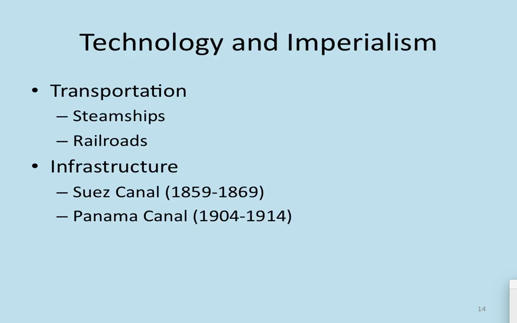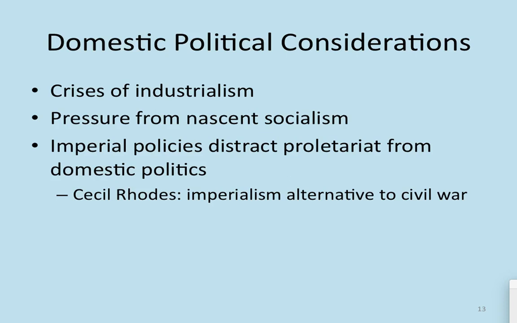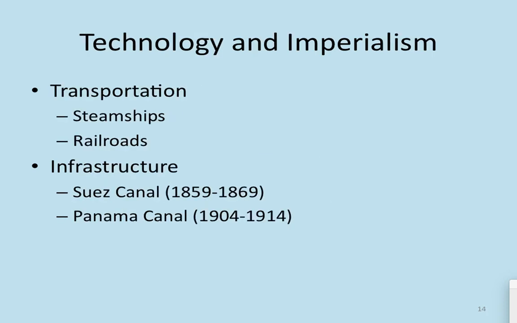Alright, so technology is your next heading. So, imperialism is happening. It started with the military, and then people are like, hell yeah, we can do this economically. However, imperialism can only be done if we have the technology. So, the major technology is steamships and railroads.